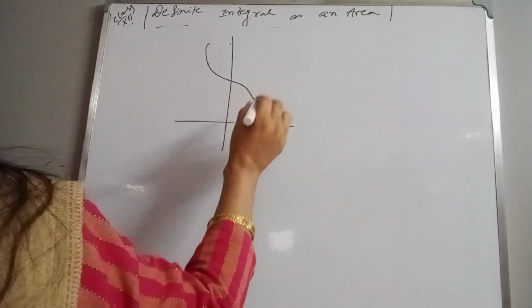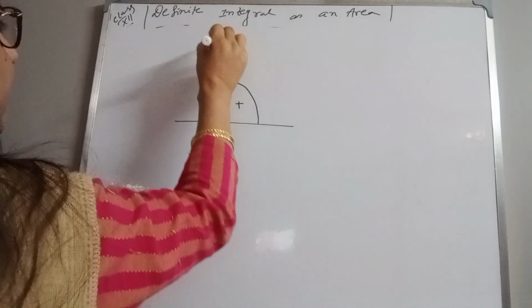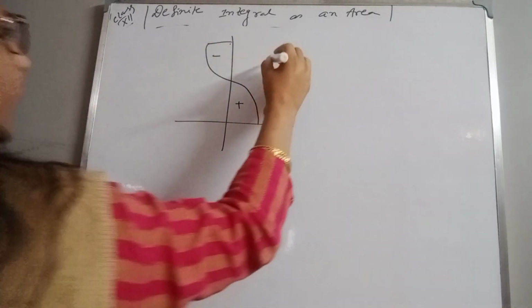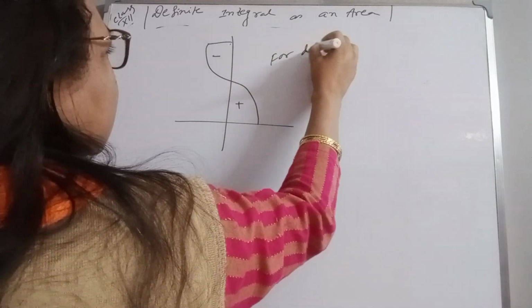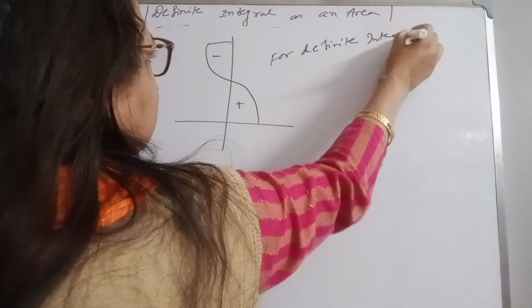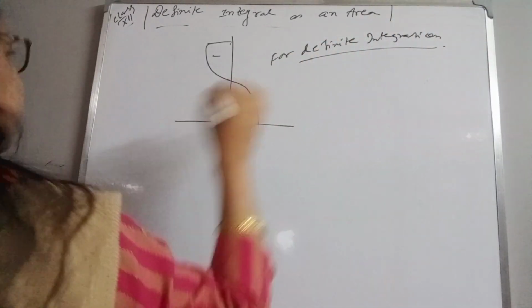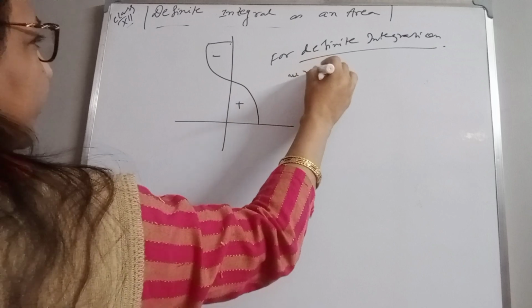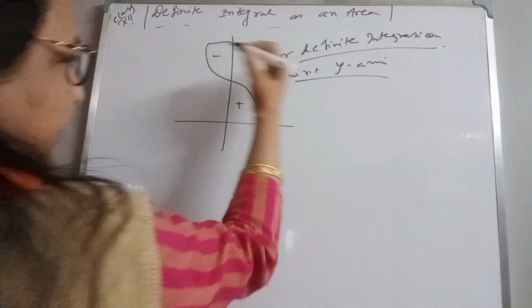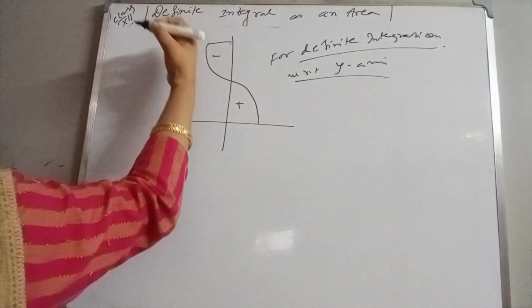Okay. So this side we will consider as plus, and this side we will consider as minus. For definite integration, with respect to the y-axis, when it is the right side of the y-axis it will be plus, and the left side of the y-axis it will be minus.